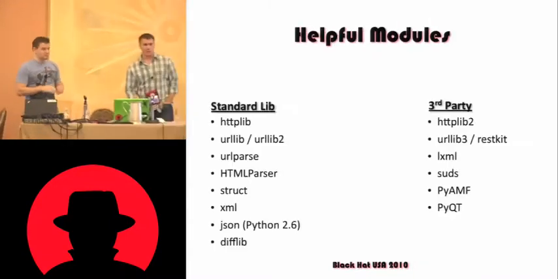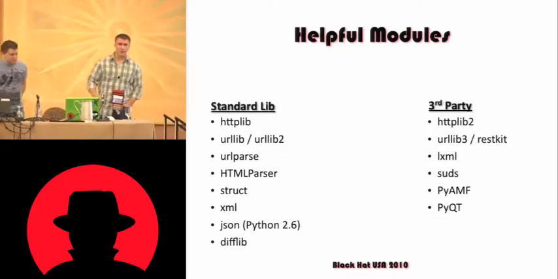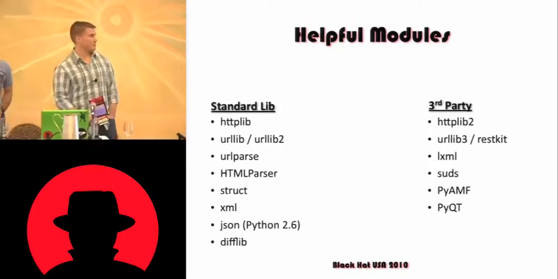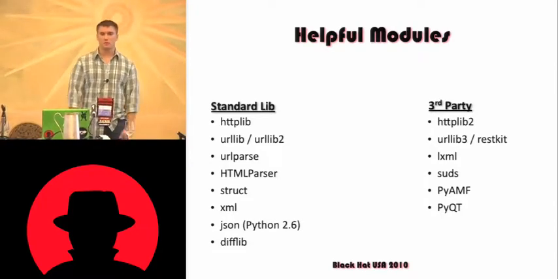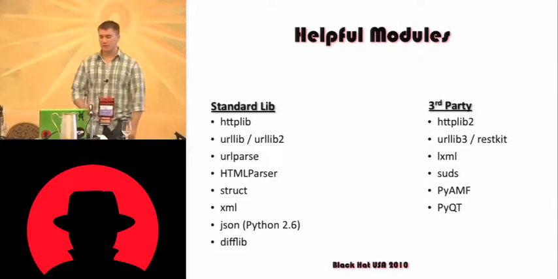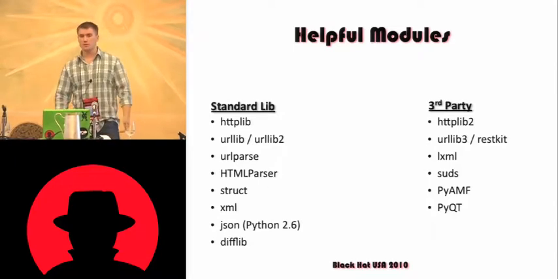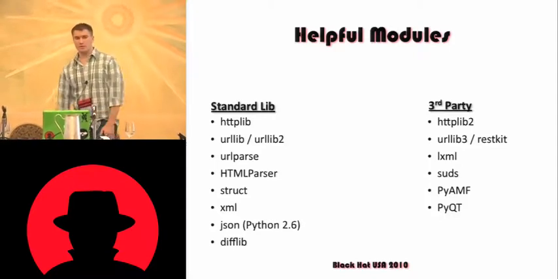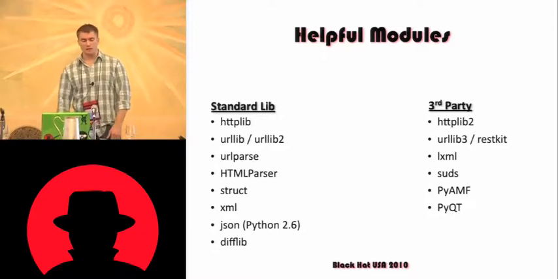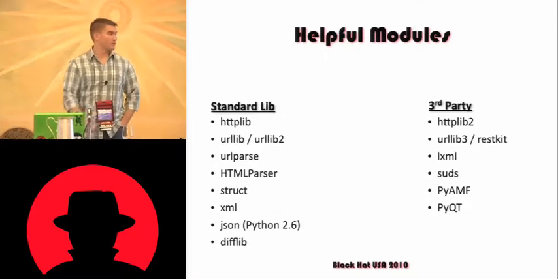So some of the modules you'll run into constructing clients and writing Python tools, there's httplib and urllib. Those are probably the most common ones you're going to run into using. Some of the third-party ones that you might not know of that are really useful are things like httplib2 and urllib3. An excellent parsing library out there is lxml, as well as some other things for other formats.